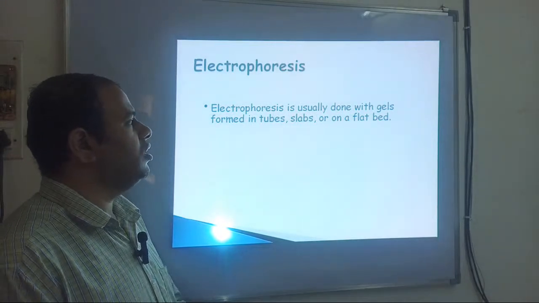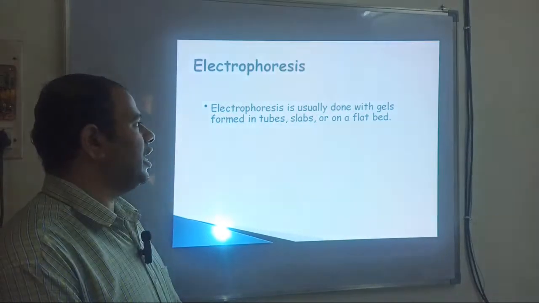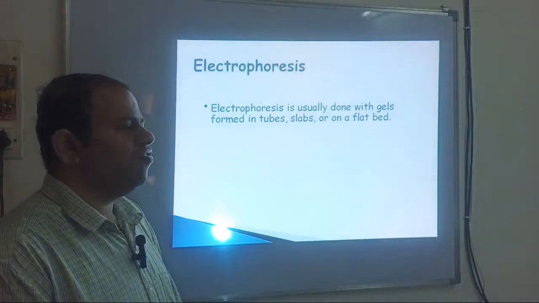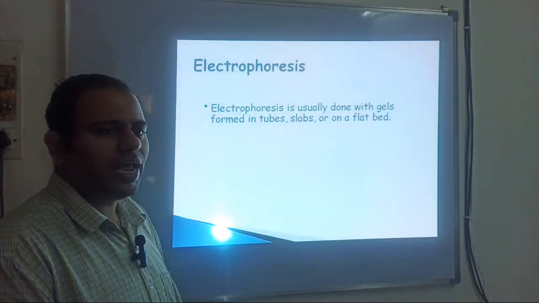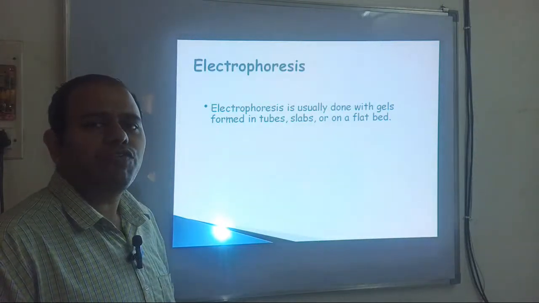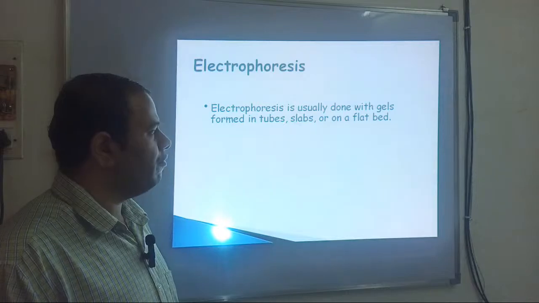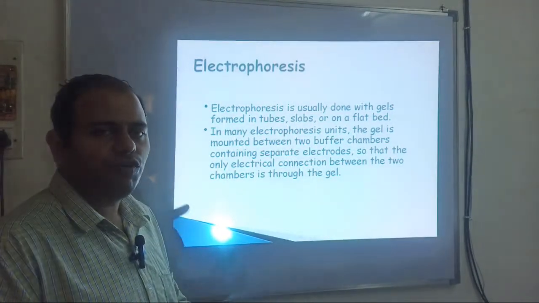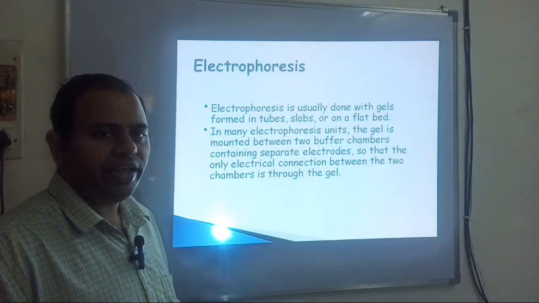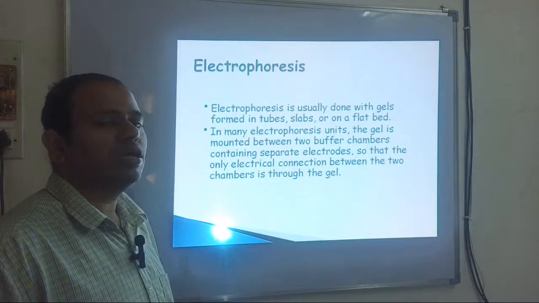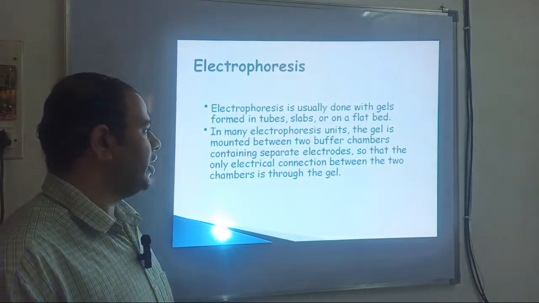The gels prepared in electrophoresis can be in the form of tubes, slabs, and flat beds. Different types of matrices are available in different shapes. Now we are going to see the constituents. First of all, remember there is a matrix, that is a gel, that can be made of different kinds of materials depending on the molecules that you are separating.